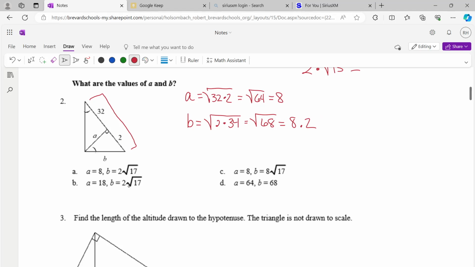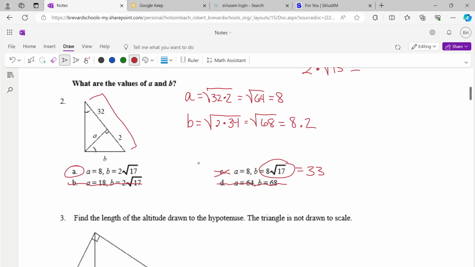So in a multiple choice situation, we can get rid of answer choice B, and we can get rid of answer choice D. A and C both have A being 8. So is 8.2 equal to 8 times the square root of 17? Well, 8 times the square root of 17 is equal to 33. And it needs to equal 8.2, so it's not answer choice C either, it's answer choice A.